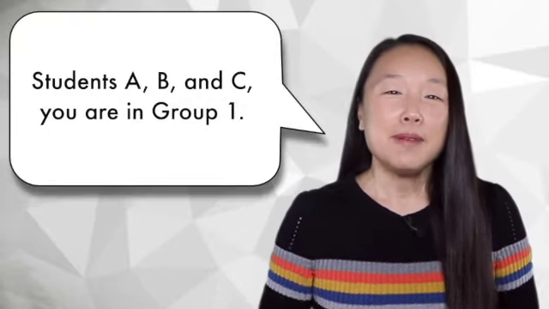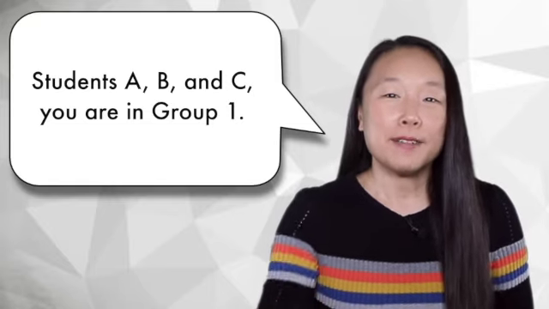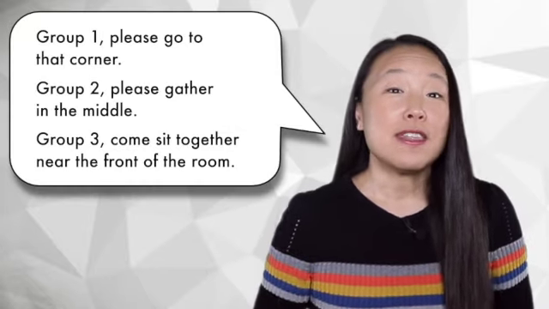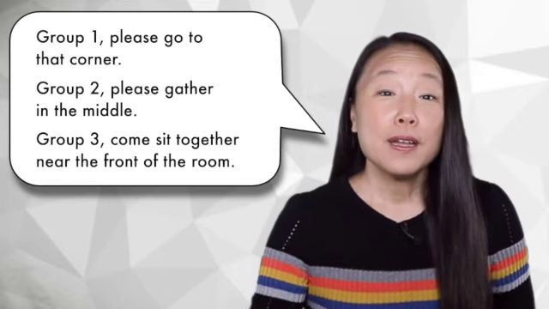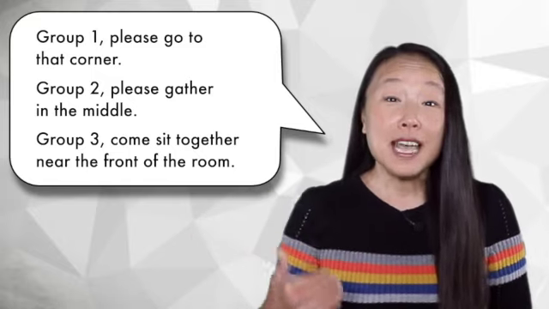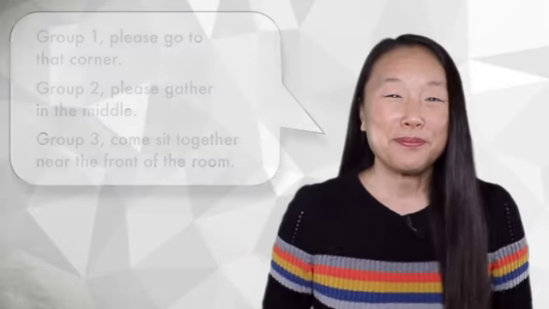When you try it for the first time, it is better if you assign them in groups. For example, you can say, "Students A, B, and C, you are in group 1." And ask the students to gather in one area of the classroom for their group activity. "Group 1, please go to that corner. Group 2, please gather in the middle. Group 3, come sit together near the front of the room."